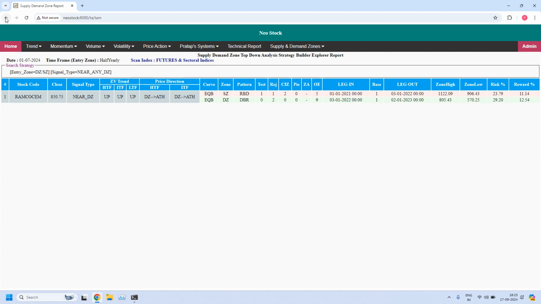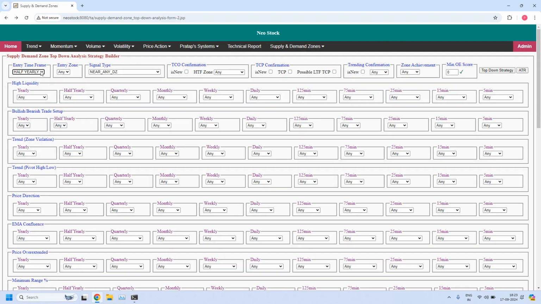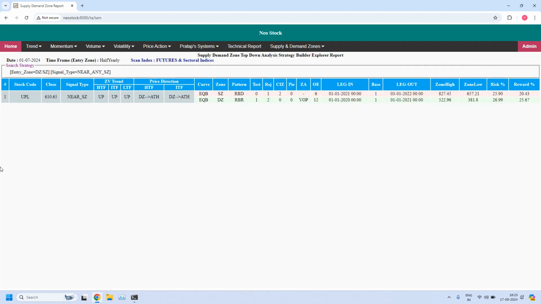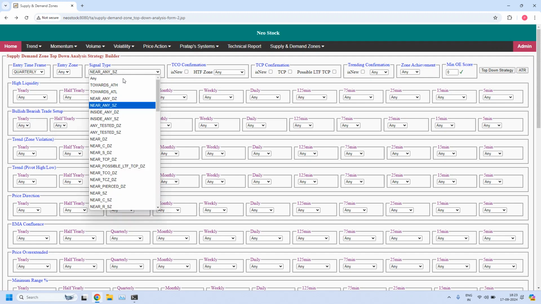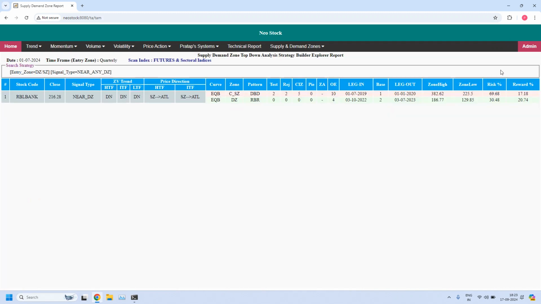Okay, now let's generate the next report for the half-yearly time frame. Let us find the stocks near the half-yearly supply zone. One stock is filtered near the half-yearly supply zone. Next time frame is quarterly. Let us find the stocks near the quarterly demand zone. One stock is filtered.